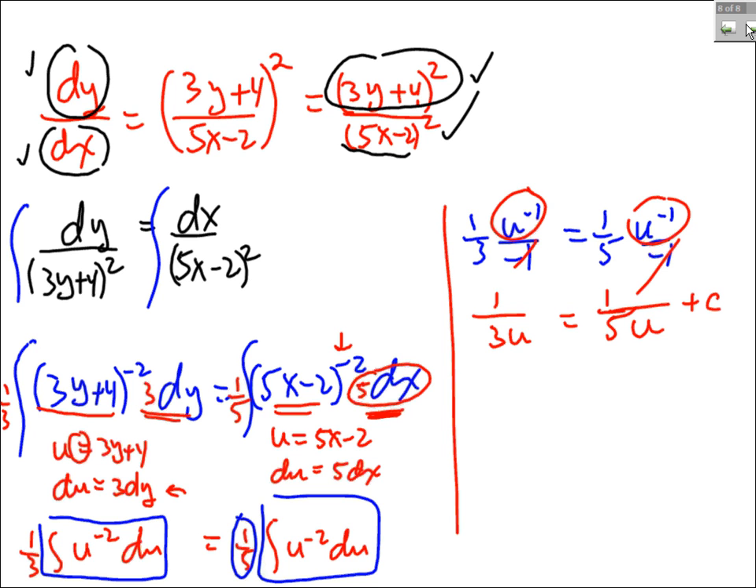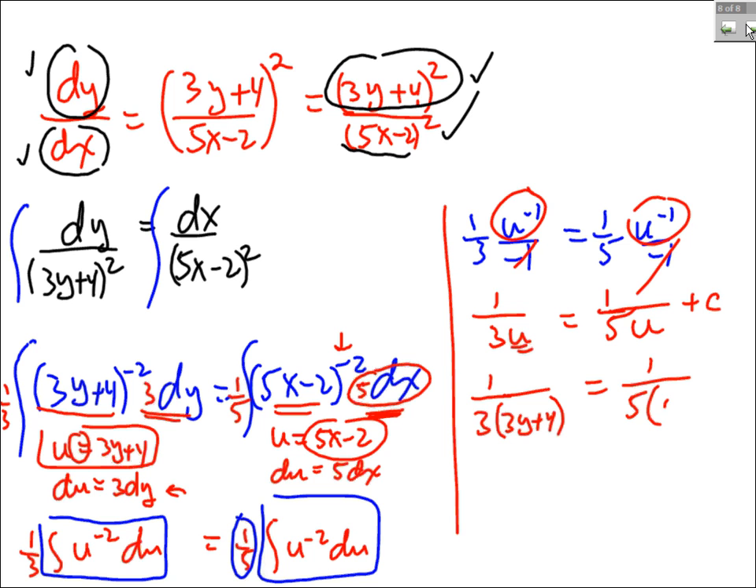Plus c. 1 over 3 times u, where u was 3y plus 4, plus 1 over 5 times u, where u was 5x minus 2, and this is equal to c. Now this plus c is just c. In this case, I can solve for y. I'll take reciprocals.